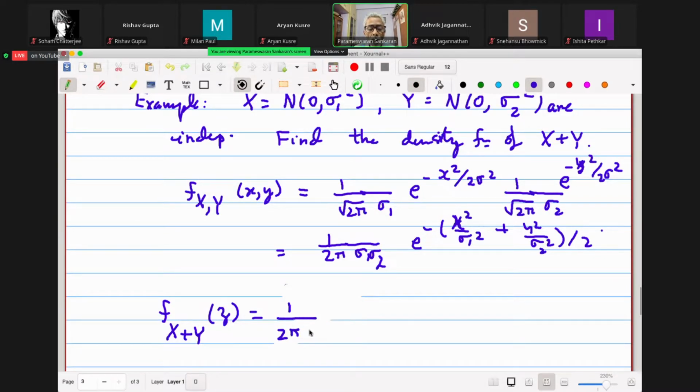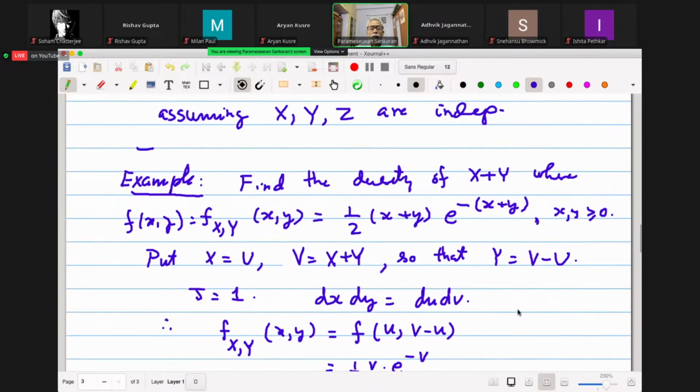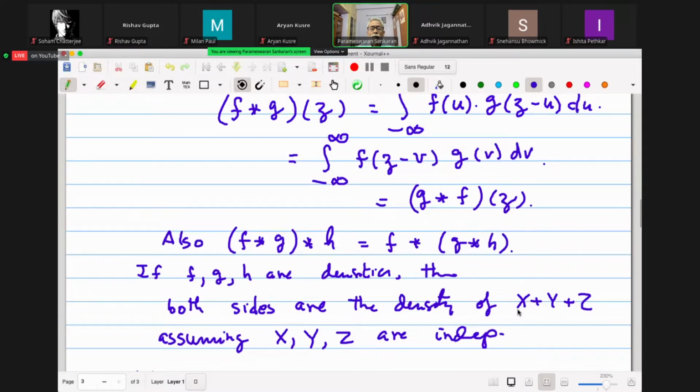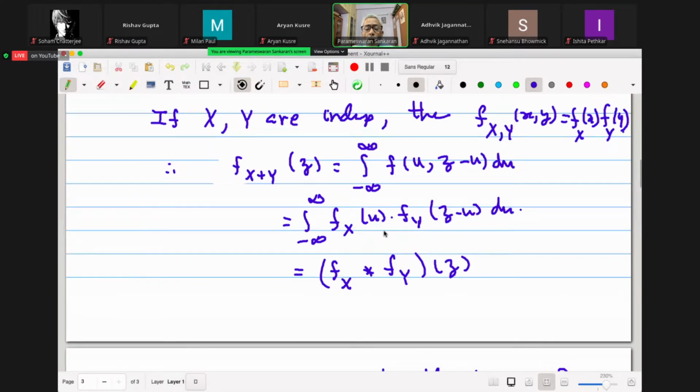One by 2 pi sigma 1 sigma 2, integral from minus infinity to infinity of f_X(u), which is e to the power minus u squared by sigma 1 squared, times e to the power... So if you forgot the formula, I'll show it once again. This is the convolution: f_X(u) times f_Y(z minus u).